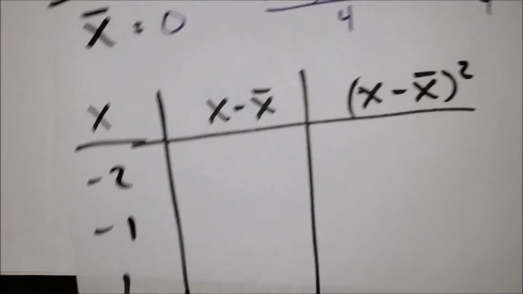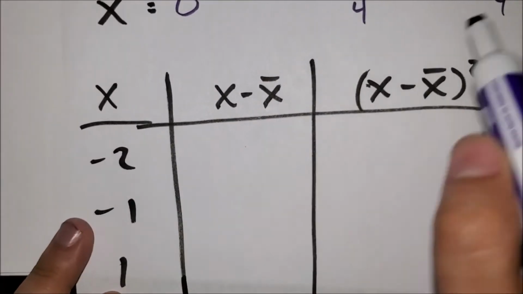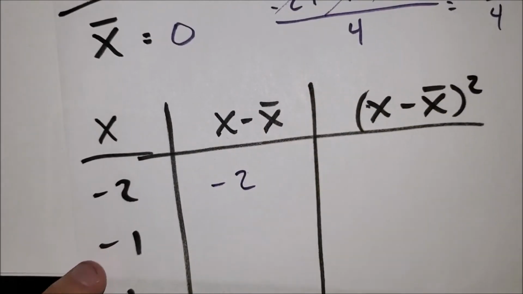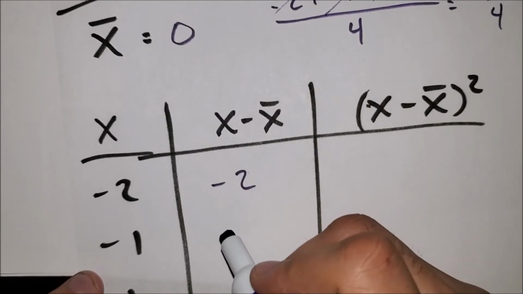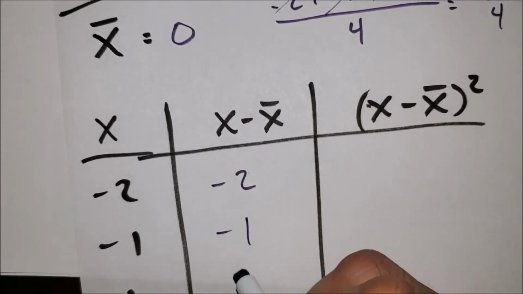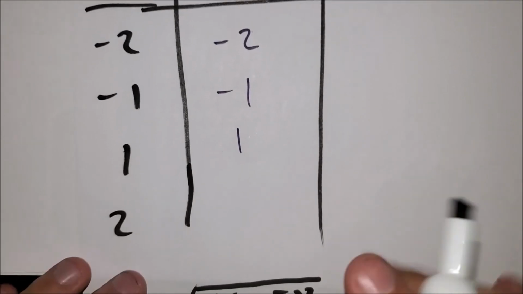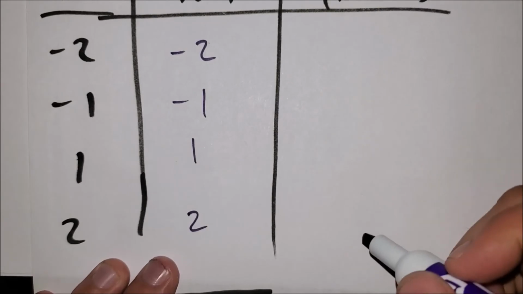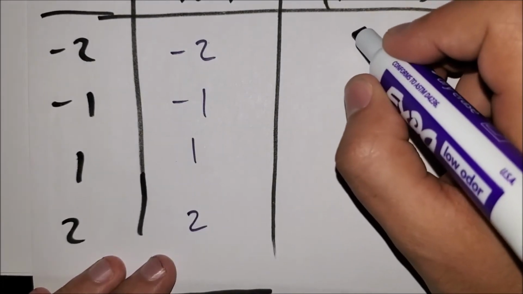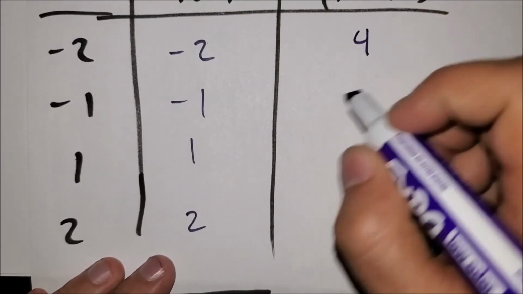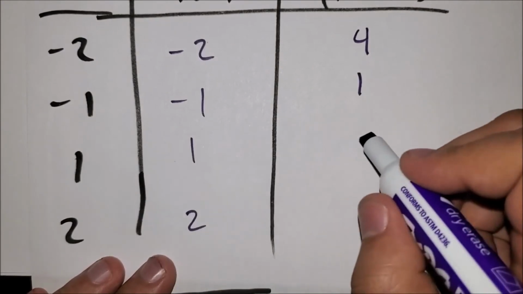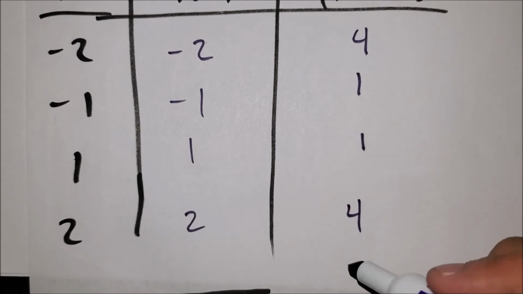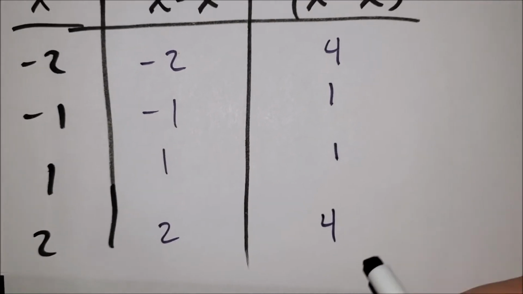So when we do these, -2 minus 0, our x bar here, is just -2. -1 minus 0 is -1. 1 minus 0 is 1. 2 minus 0 is just 2. Then we take those values and we square them. So -2 squared is 4, -1 squared is 1, 1 squared is 1, 2 squared is 4. When we add all of these values up, we get 10.